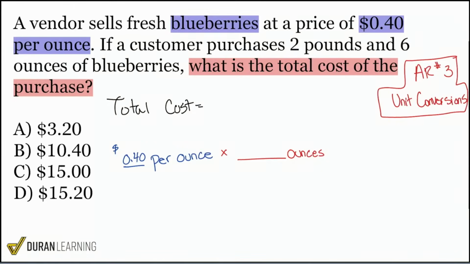So here we go. How many ounces do we have? Well, it says the customer purchases 2 pounds and 6 ounces. Okay, there's a problem. We don't have it in just ounces. We see 6 ounces, absolutely. However, my party people, how many ounces are in a pound? Yeah, 16. So we are not just going to be multiplying by 6 ounces. If we do 40 cents times 6 ounces, that'll give us something like $2.40. But notice how that answer is not there at all, because that's not the answer. We need to convert the pounds to ounces first.